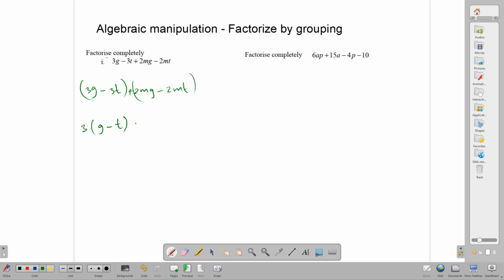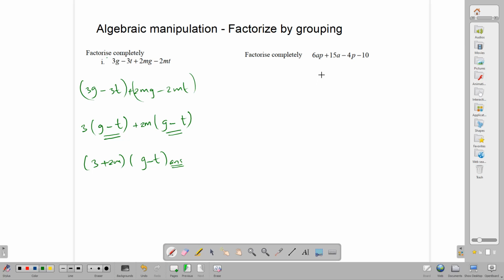For this question, our common factor is 2m. And remember, we mean highest common factor. Dividing our 2mg by 2m, we get g. And dividing our 2mt by 2m, we get a minus t. Notice again, our brackets are exactly the same. So we write our outside factors, 3 plus 2m, in one bracket, and write our second bracket, g minus t, and we are finished.